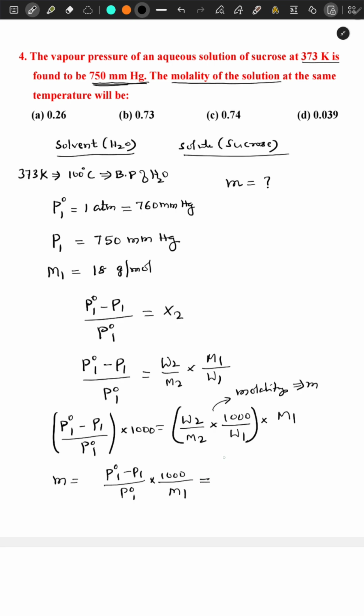So what is P01? P01 is the vapor pressure of pure water, that is (760 minus 750) divided by 760 into 1000 by M1, where M1 means the molecular mass of water, that is 18. So after simplification you will get molality as approximately 0.74 mole per kg. So this is the answer. So option number C is correct. For question number 4, option C.